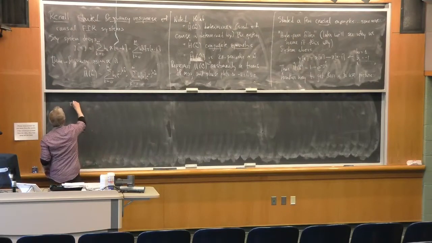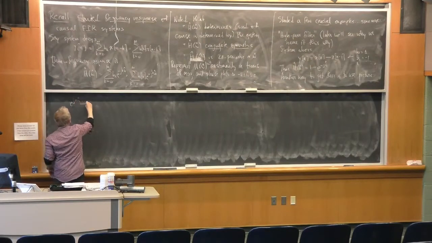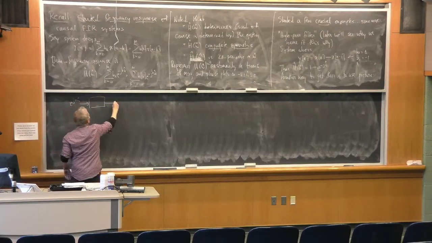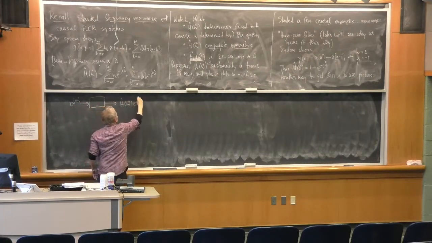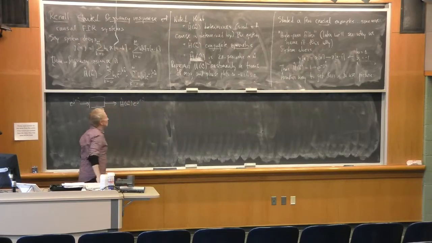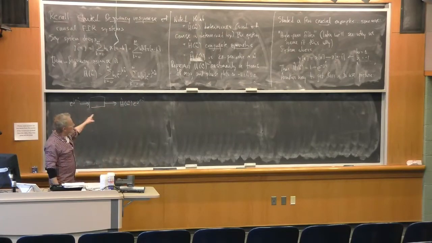So here's the picture. e to the j n omega hat goes into the system. What comes out is h hat of omega hat, e to the j n omega hat. So let's use this picture, and we'll get the same answer for h hat of omega hat as we did before.